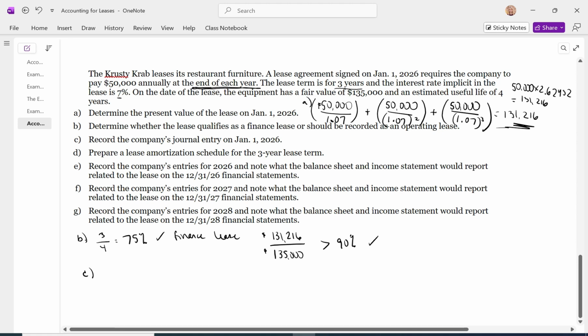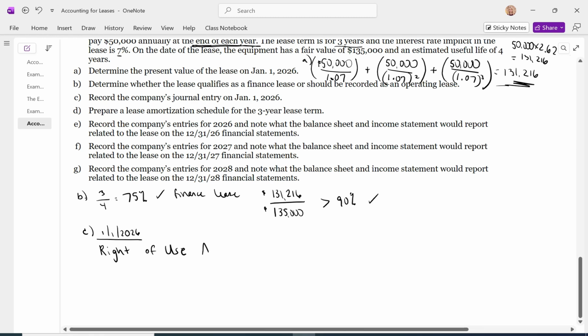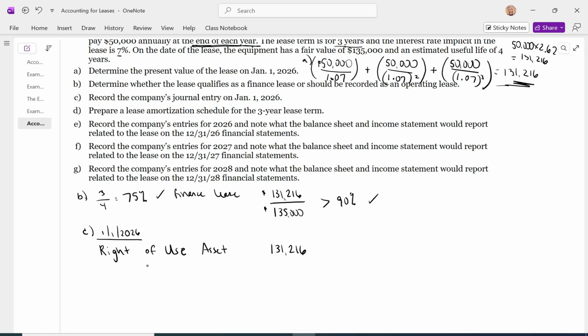And what we're going to do is walk through the journal entries for a finance lease. Record the company's journal entry on January 1st, 2026. What we need to do now is, where the lessee, record this lease. We're going to debit to increase the asset right of use. And that's going to be at the present value of those lease payments, $131,216. And we're going to add on the liability to the books, add lease payable. This is a liability account at the present value of those future lease payments.